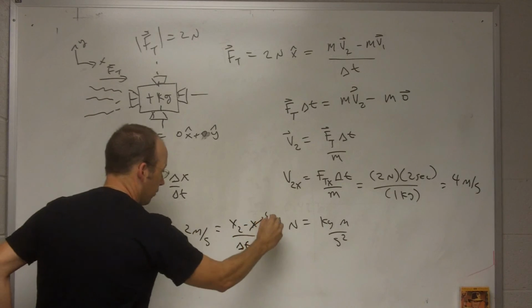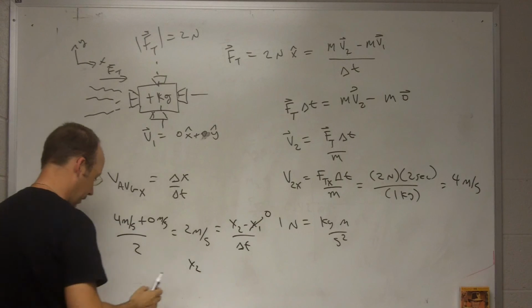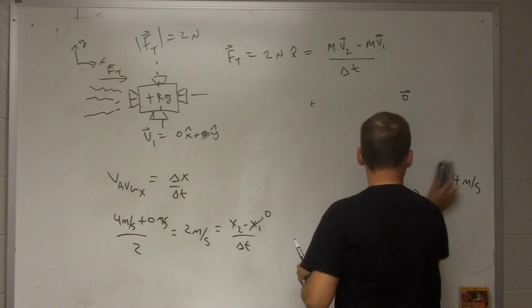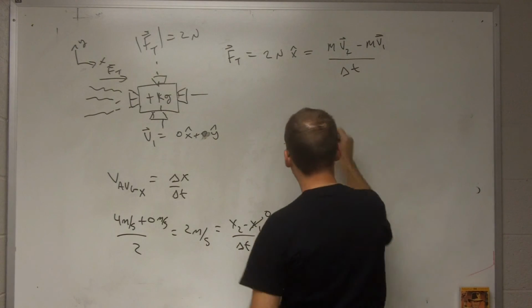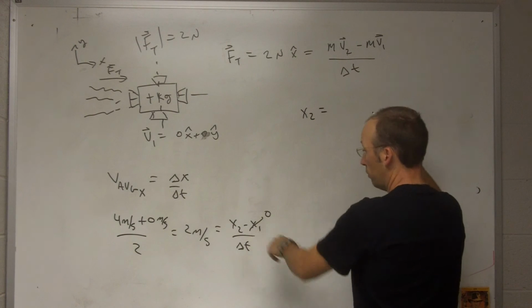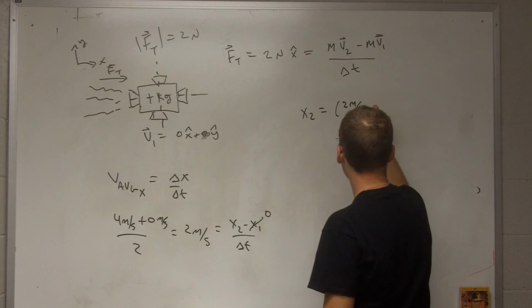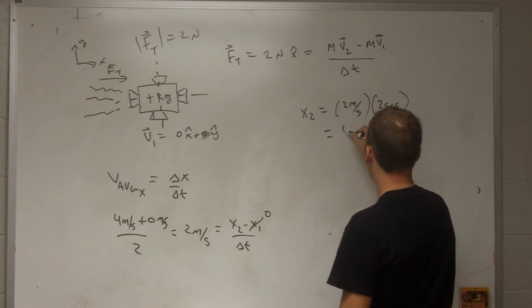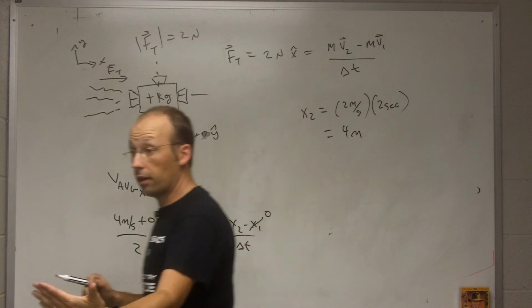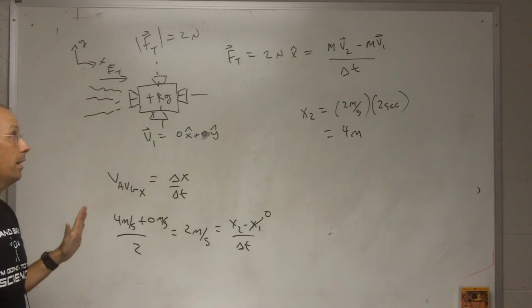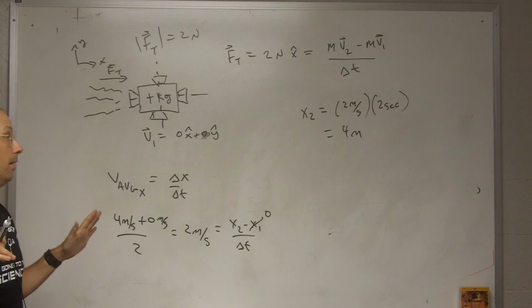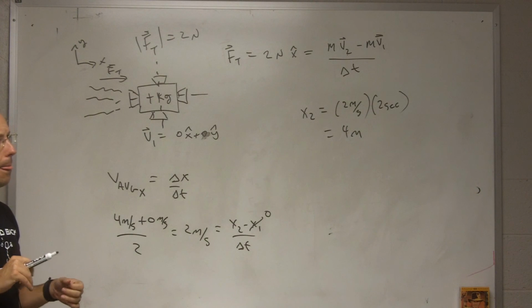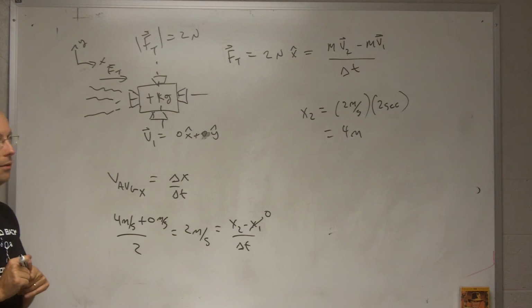So that's 0. You probably can't see that. I'm not sure where my camera is. I'm going to erase this. So I get x2 is equal to 2 meters per second times delta t of 2 seconds, so it's going to be 4 meters. It started at x equals 0 and it ends up at 4 meters. Maybe this is a bad idea because it ends up at 4 meters and its final velocity is 4 meters per second, but those aren't necessarily related.